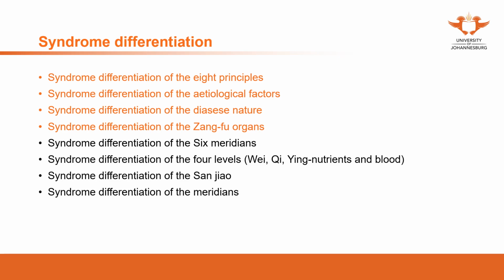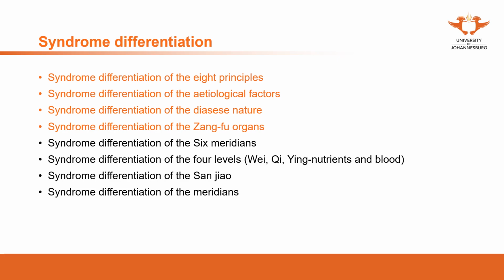So we're going to study these four. There are another four differentiation methods: the six meridians, the four levels (wei, qi, ying nutrition, and blood levels differentiation method), 三焦 differentiation, and also the meridian differentiation. For three of these differentiation methods, we're going to have a very brief introduction: the six meridians, the four levels, and the 三焦.